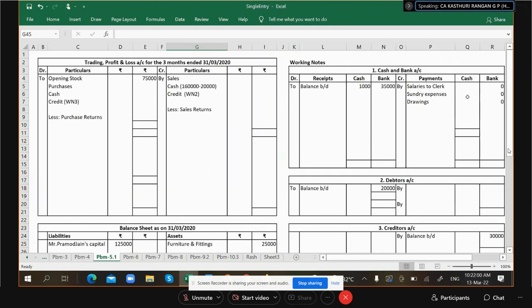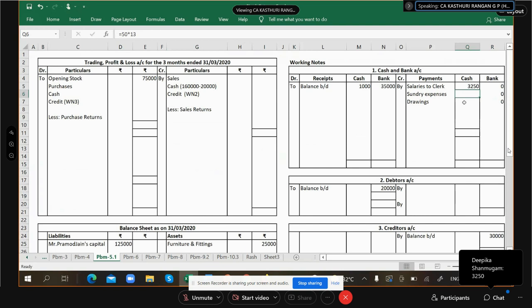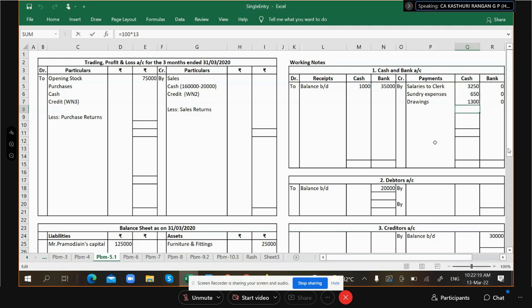Okay. So therefore, what is the total salary to clerk? It will be 250 into 13, 3,250 salary. Sundry expense, 50 into 13. Drawings, 100 into 13, 1,300. Clear? So where will you put the salary? In the P&L, salaries to clerk, 3,250. Sundry expense, 650.